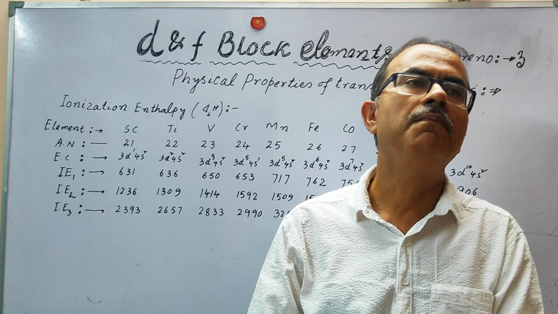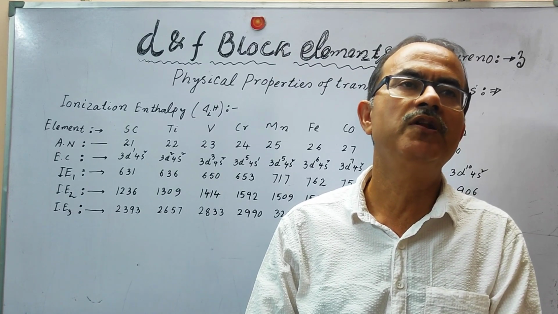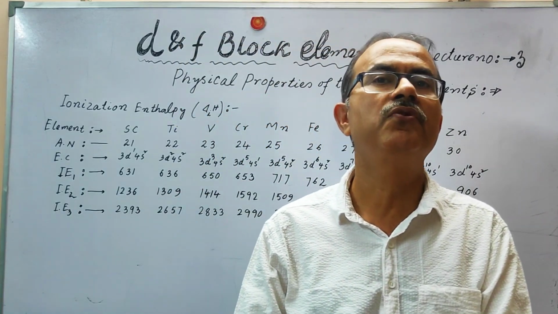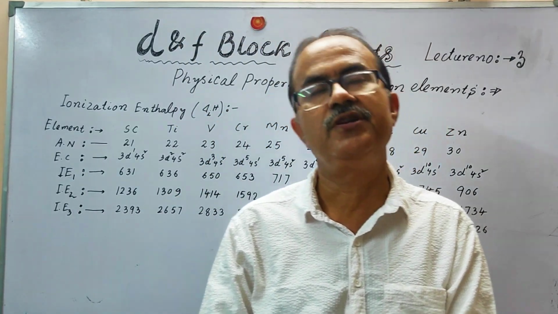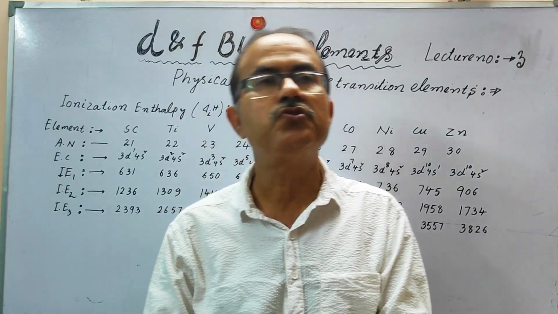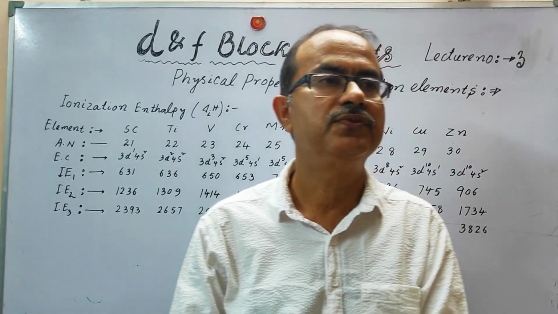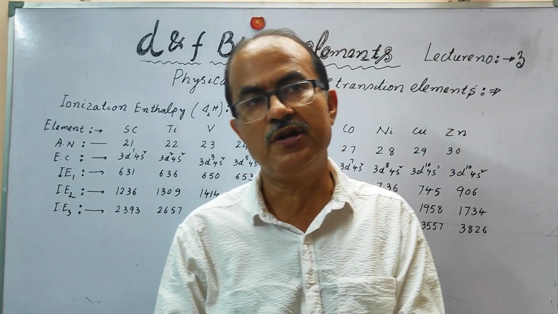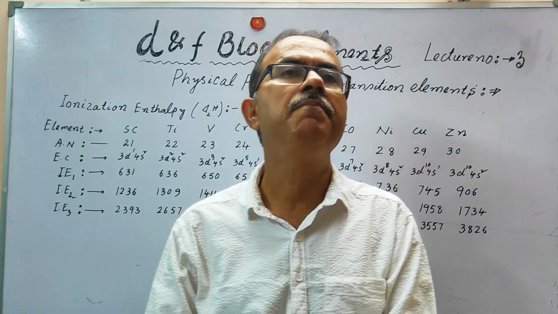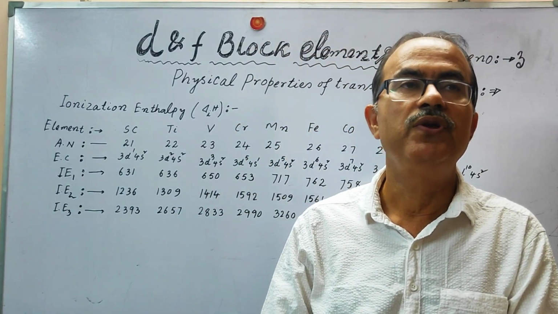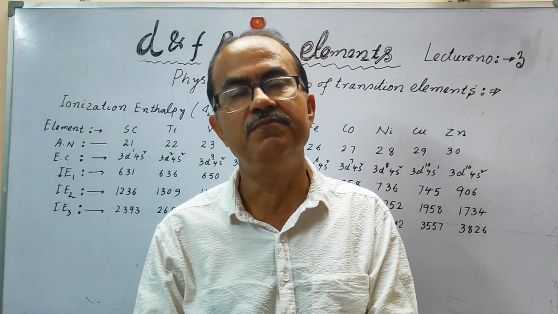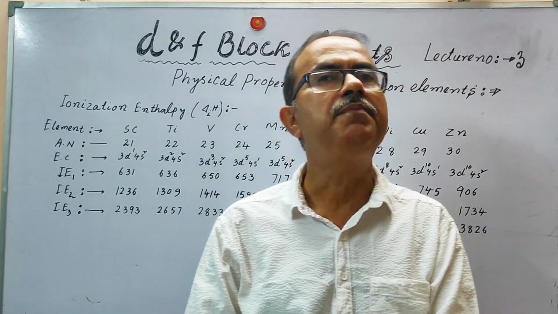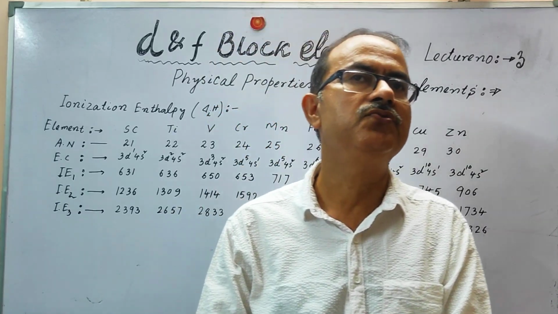Now if we want to compare with the s block and p block elements about the ionization enthalpy, I am talking about the first ionization enthalpy. Ionization enthalpy depends on the oxidation state. When we talk about the first ionization enthalpy, it is found that the d block elements have higher ionization enthalpy than the s block elements, and it is also lower than the p block elements. Straight away we are able to see that.